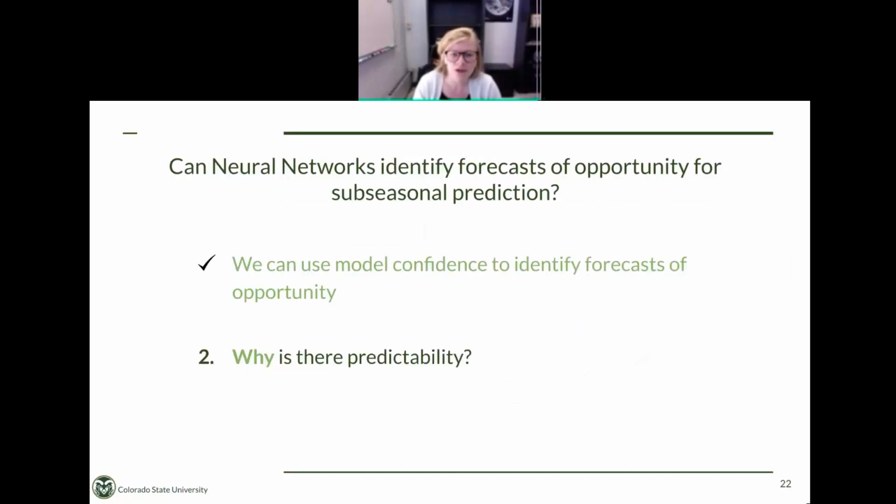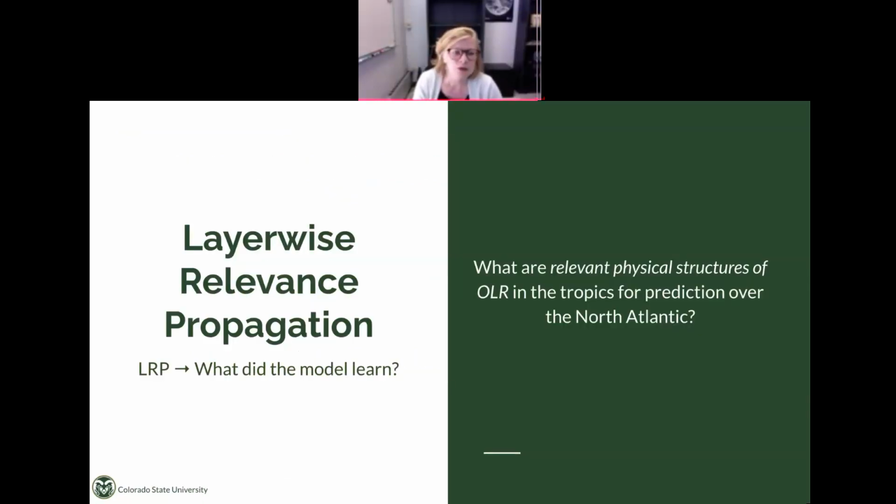Now we answered that we can use model confidence to identify these forecasts of opportunity or these periods of enhanced predictability. But then the second question is, why is there predictability in the first place, and where is the neural network looking to determine that predictability? In order to do so, we use something called Layerwise Relevance Propagation, or LRP. This is a neural network explainability technique, which basically asks, what did the model learn? In our case, we're asking, what are the relevant physical structures of the outgoing long-wave radiation in the tropics for prediction over the North Atlantic 3 weeks later?